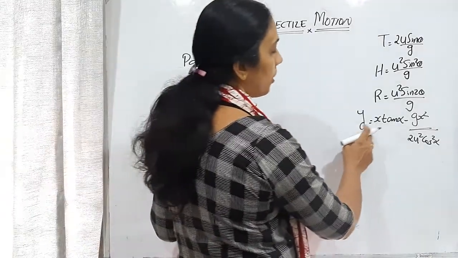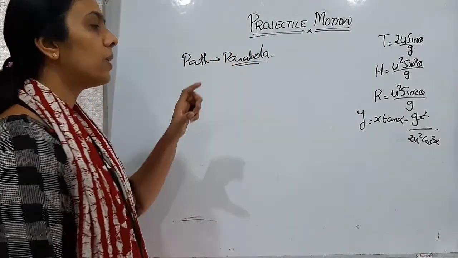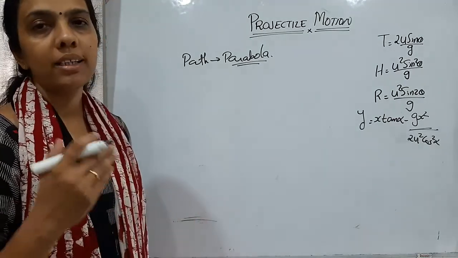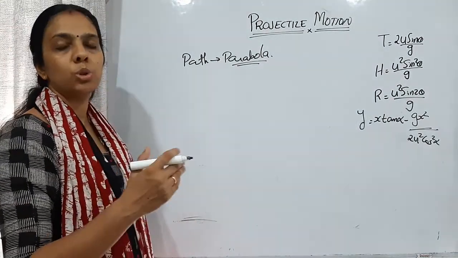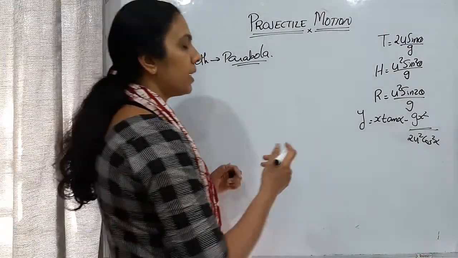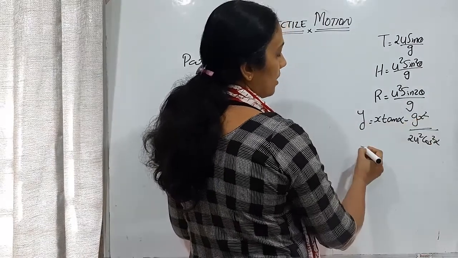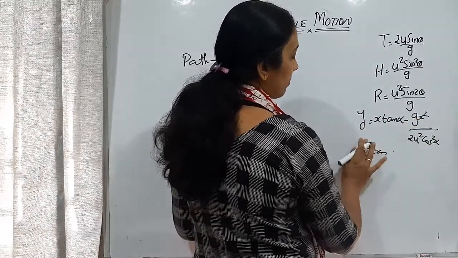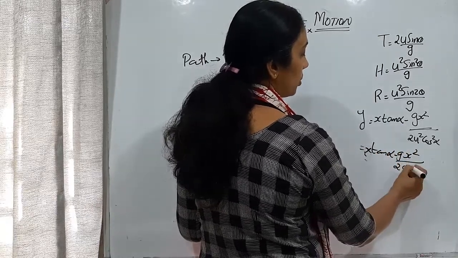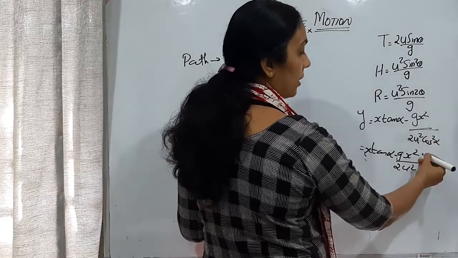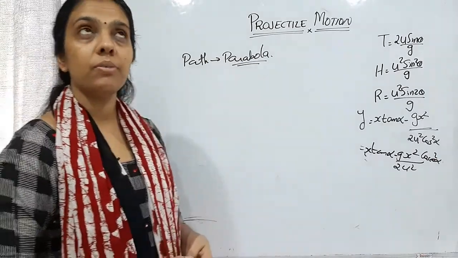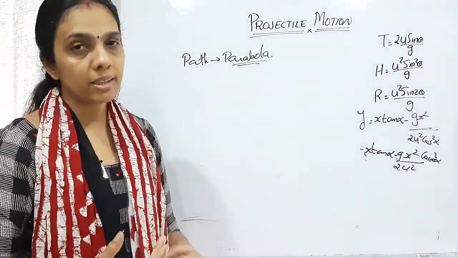And the formula we will be getting is y equals x tan alpha minus gx square divided by 2u square cos square alpha. This formula we can write in different ways. We have 1 by cos square alpha, which is sec square alpha, and that sec square alpha we can write as 1 plus tan square alpha. Like that also we can write it down.